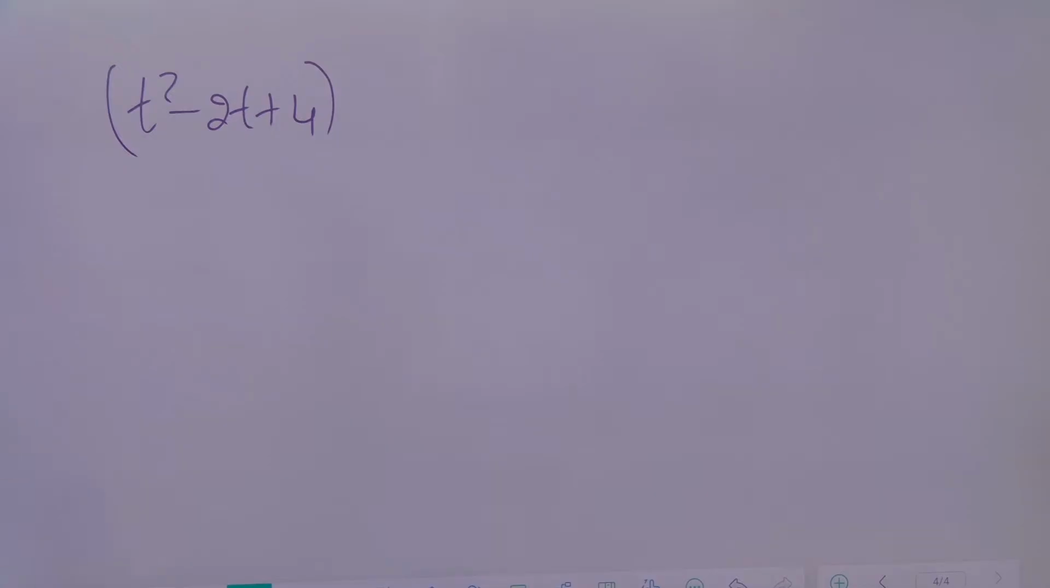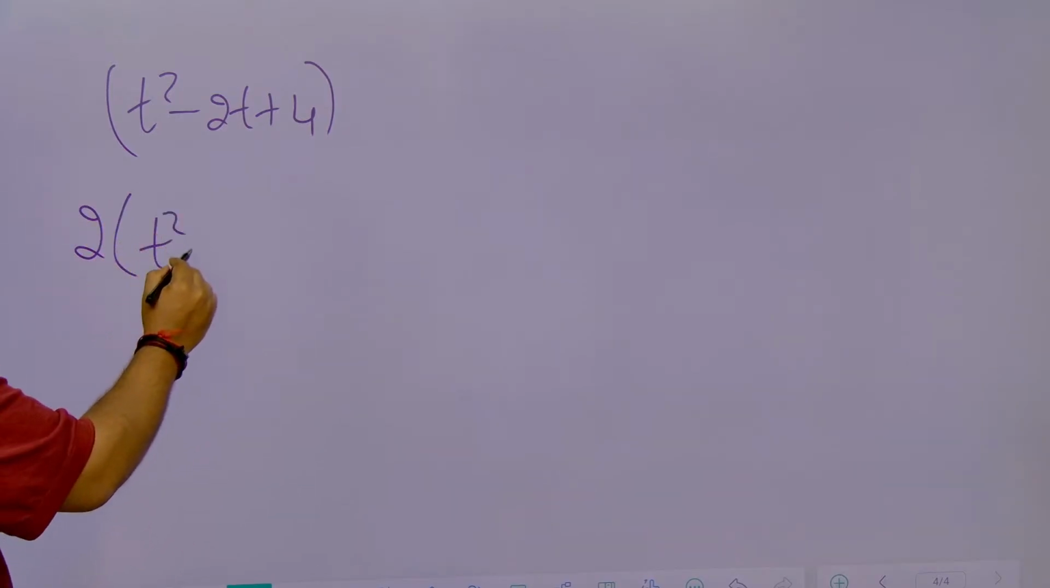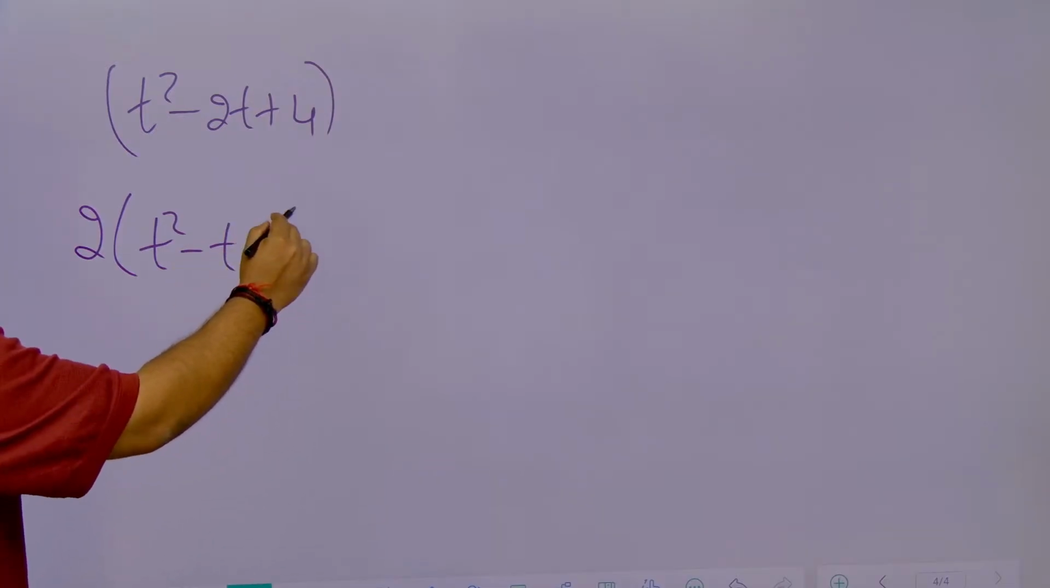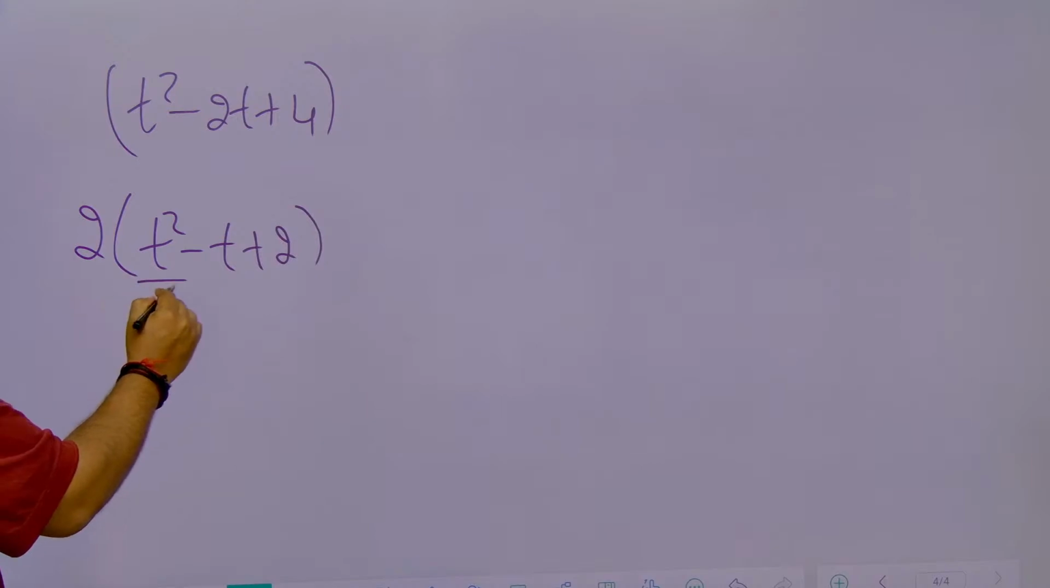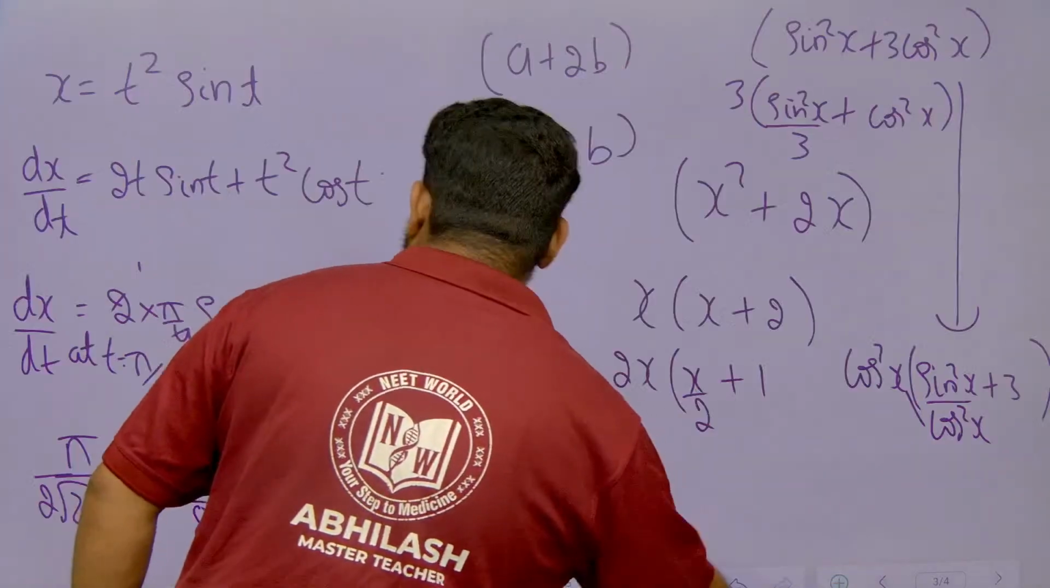Okay, definitely, can I take 2 common outside? If I take it, what I will get inside is 2 square minus t plus 2, that's all. What about this one? By 2. Understood? Very simple, that's all. So let us come back to differentiation.